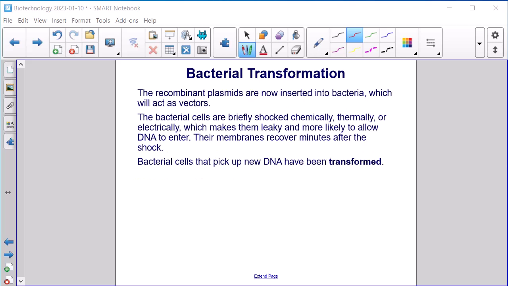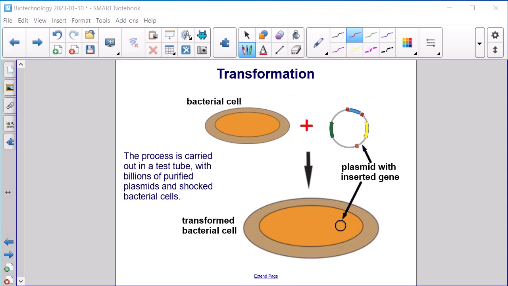The recombinant plasmids are now inserted into bacteria, which will act as vectors. The bacteria cells are briefly shocked chemically, thermically, or electrically, which makes them leaky and more likely to allow DNA to enter. Their membranes recover minutes after the shock. Bacterial cells that pick up new DNA have been transformed. The process is carried out in a test tube with billions of purified plasmids that have our inserted gene and shocked bacterial cells, leading to transformed bacterial cells.